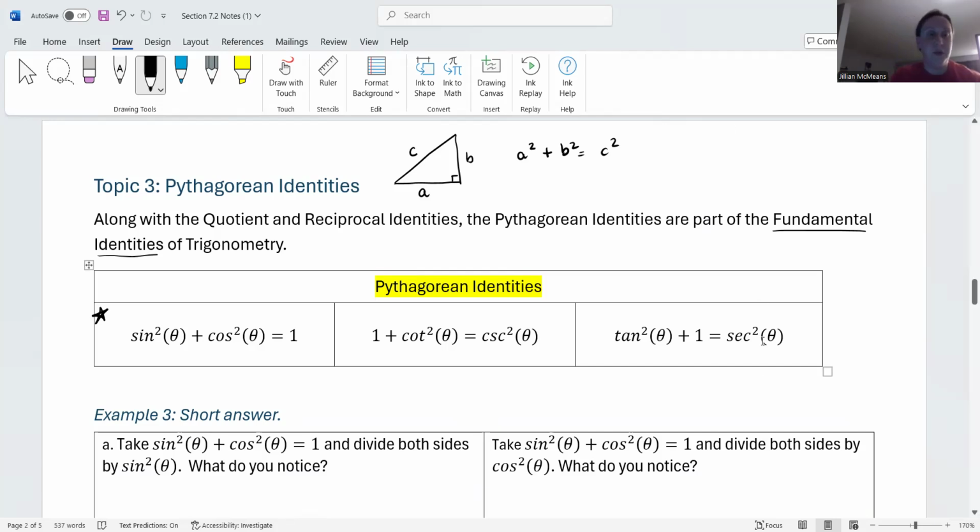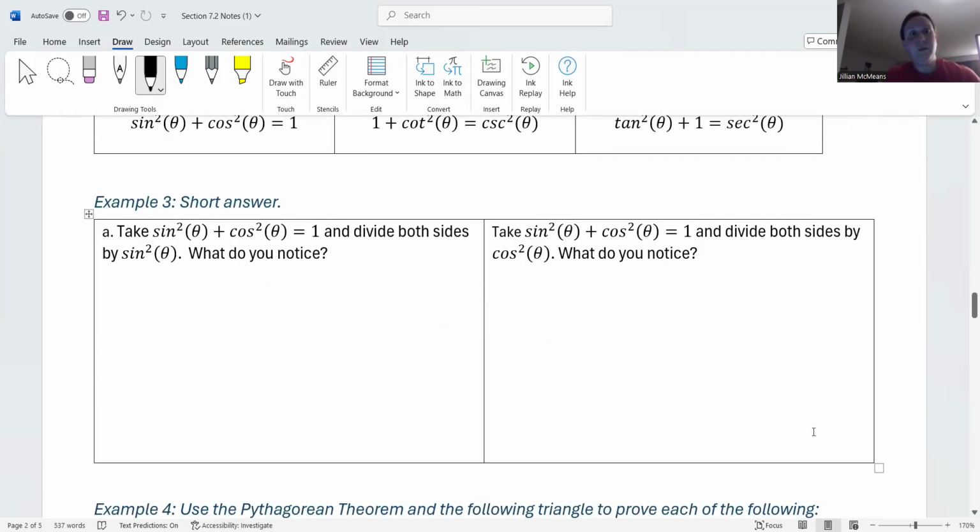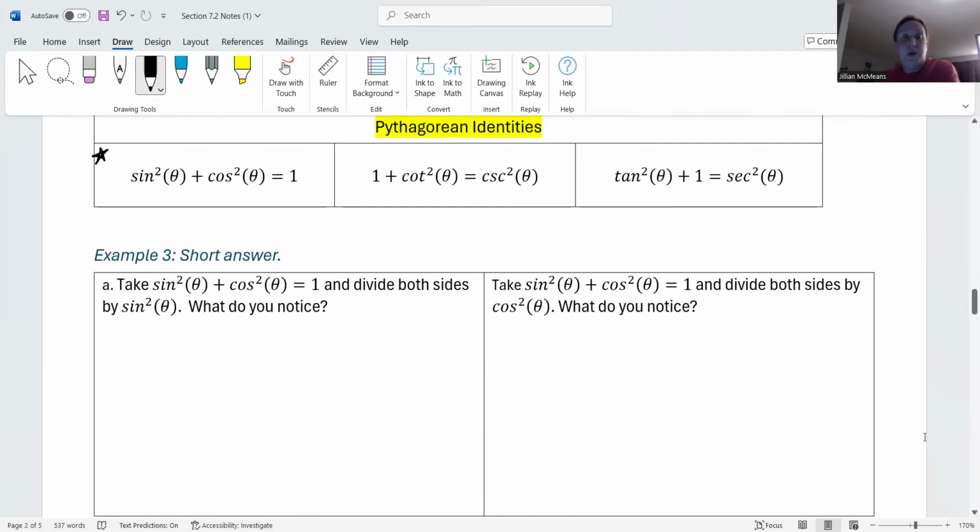Okay? So example 3, I've just called it short answer. We're going to take that first Pythagorean identity and do something with it and see what we get. It says take sine squared theta plus cosine squared theta equals 1 and divide both sides by sine squared theta. What do you notice? So we've got sine squared theta plus cosine squared theta equals 1. And we're told divide both sides by sine squared theta. So let's divide everything by sine squared theta.